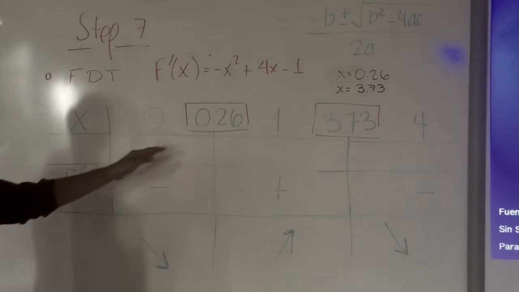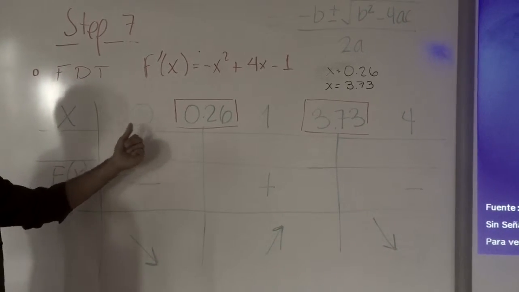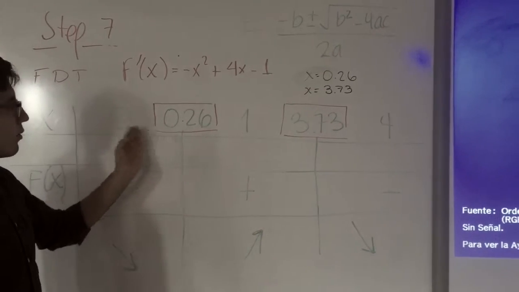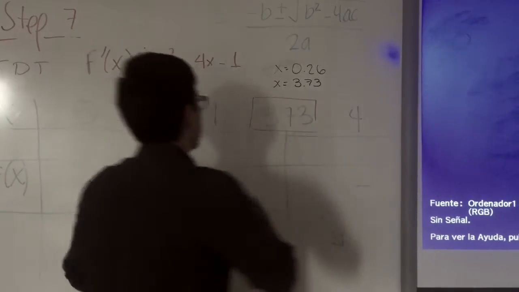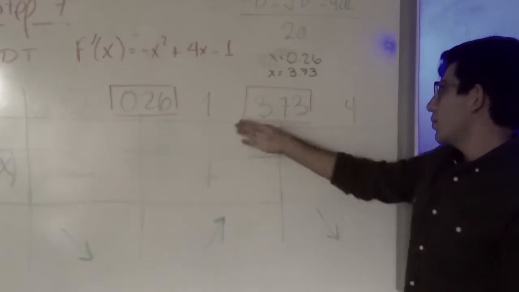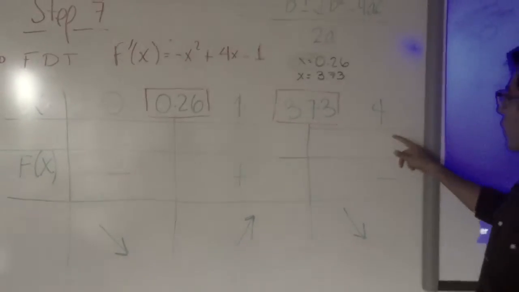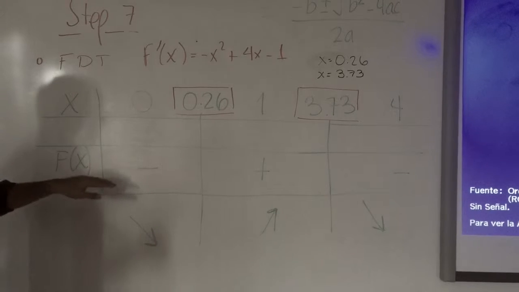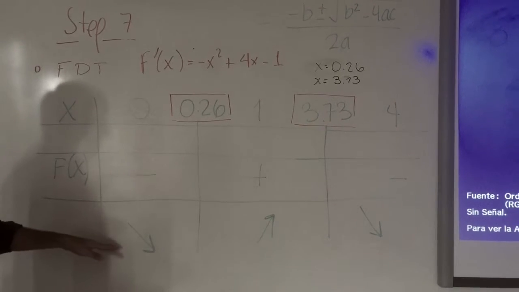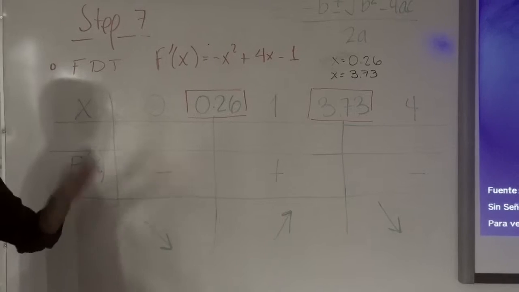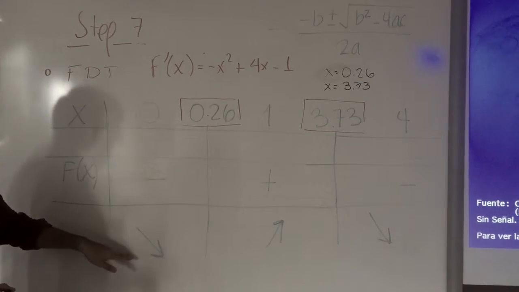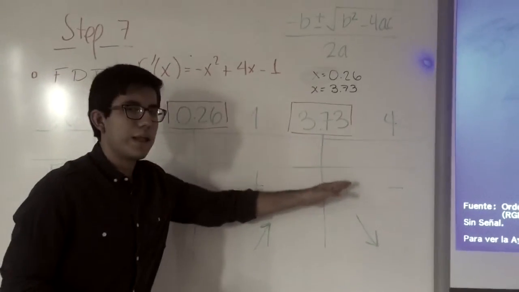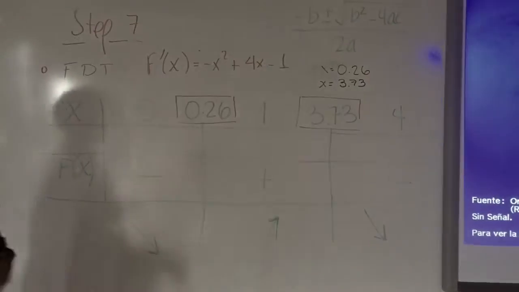So we choose a value less than 0.26, so we have 0, and greater than 0.26, 1, and less than 3.73, 1, and higher than 3.73, 4. With these values, we substituted in our original formula to obtain our signs, and with this we obtain the minimum and maximum. So at 0 is a minimum because it's negative, at 1 is positive, so it's a maximum, and at 4 is a negative, which is a minimum.